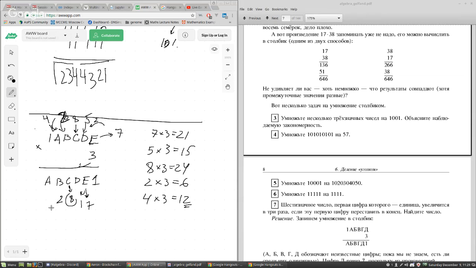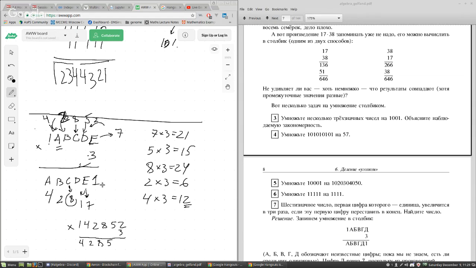1 carried over. And now look, finally, what happens? 1 times 3 is 3. I had a 1 carried over, so that gives me a 4 here for A, which matches my value of A up here, 4. And so we've deduced that my original number was 1, 4, 2, 8, 5, 7. And when I multiply this by 3, the result becomes the reversed version, right?